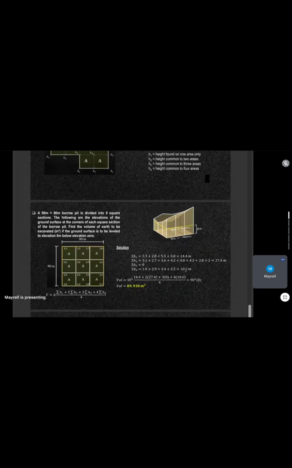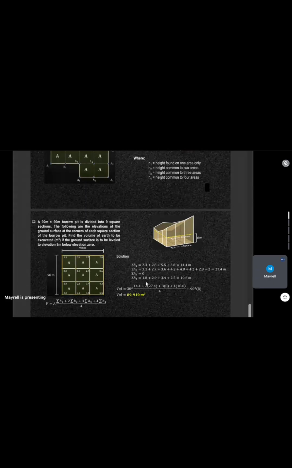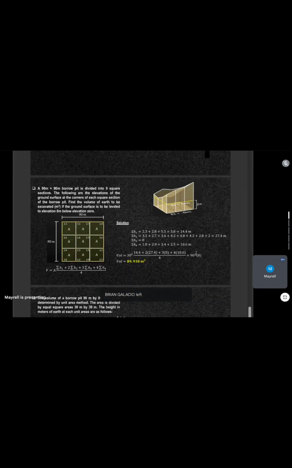So that's 10.6 meters. So the volume, using the area of those small squares, that's 30 by 30. So 30 squared times 14.4, that's H1, plus 2 times 27.4, that's H2, plus 3 times 0 plus 4 times 10.6, all over 4, plus don't forget the one below, it is also included.